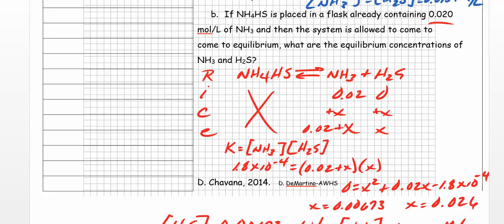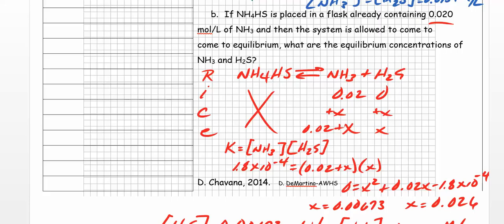So the change then would be this. If this is 0 on this side, you have to shift from left to right, okay? So we've got plus X on this side, plus X on this side, nothing on this side, right? It's a 1 to 1 to 1 mole to mole to mole relationship. So for the equilibrium row, let's just add things up. 0.02 plus X, and 0 plus X is X. So that gives us that equilibrium row.